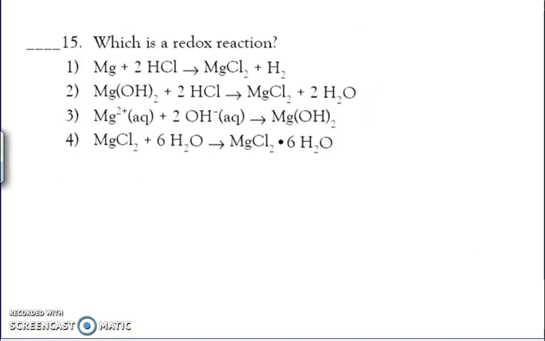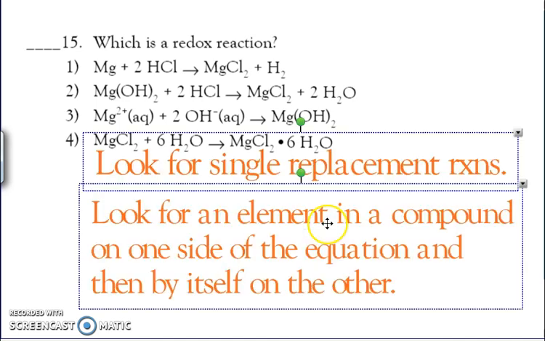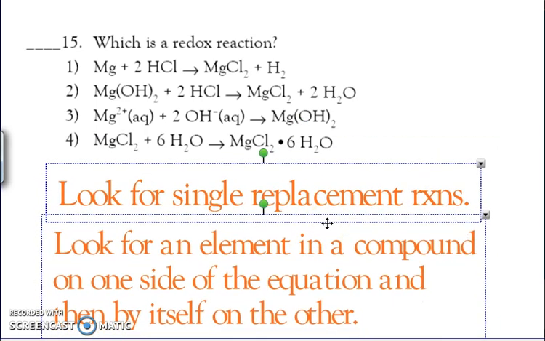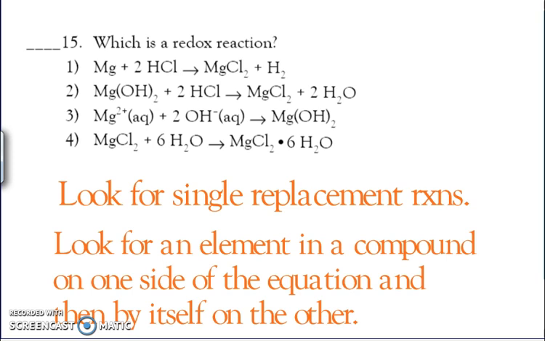Same thing here. Rules again, hold fast. Look for a single replacement reaction. See a single replacement reaction? If so, that is a redox reaction. Right away, see here, magnesium is taking the place of hydrogen and pushing hydrogen out. So there's our single replacement reaction. That is our redox reaction.